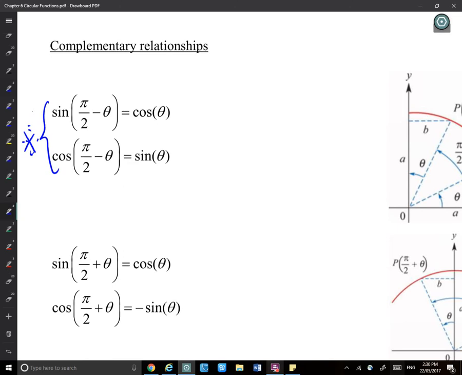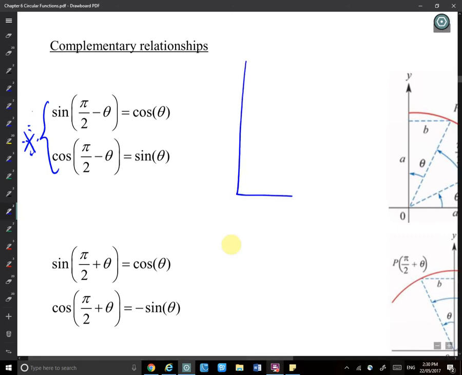Sine(90 minus theta) will equal cosine theta. Cosine(90 minus theta) will equal sine theta. You can think about this in the right angle triangle. One angle will be theta, the other acute angle will be 90 minus theta. And the sine value will be the cosine of the other angle's value. Okay, so think about that.